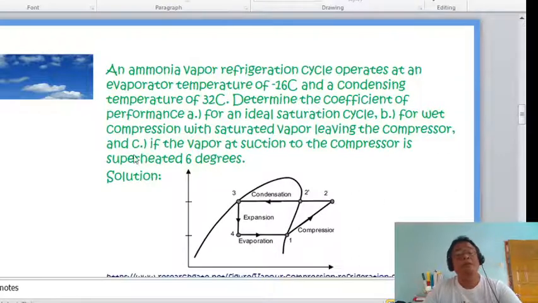So, here is now, class, the pH diagram for the letter A requirements. Take note that 1 to 2 is compression, and the assumption here is isentropic. Then 2 to 3 is constant pressure, and 3 to 4 is an isenthalpic or constant enthalpy process. And another constant pressure process, 4 to 1, of course, at the evaporator.